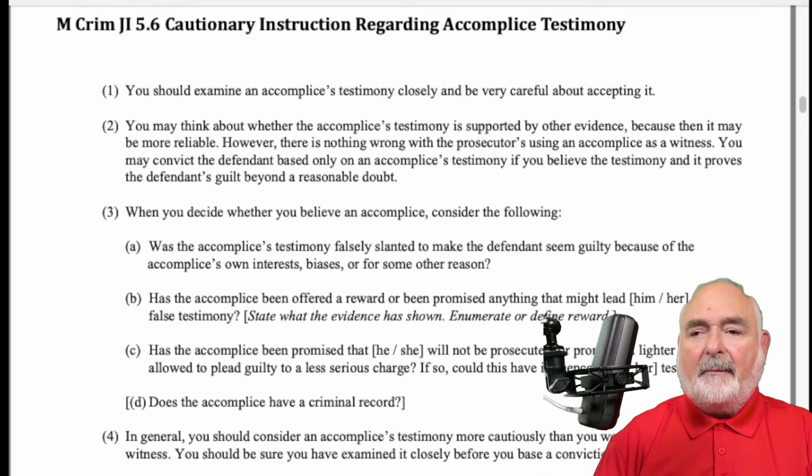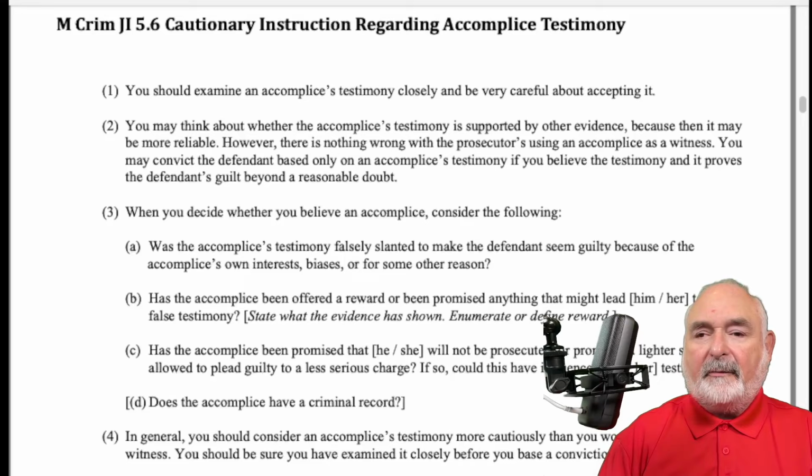You should examine an accomplice's testimony closely and be careful about accepting it. You may think about whether the accomplice's testimony is supported by other evidence, because then it may be more reliable. However, there's nothing wrong with the prosecutor using an accomplice as a witness. You may convict the defendant based only on an accomplice's testimony if you believe the testimony and it proves the defendant's guilt beyond a reasonable doubt.